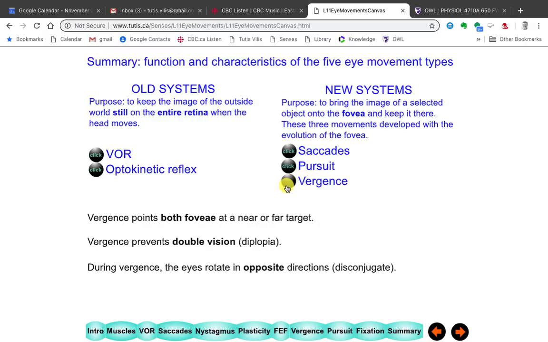And finally, we have the Vergence system, which, because you have two eyes, you want both foveas pointing at the same target, and that's what the Vergence system does. It prevents double vision or diplopia, and during Vergence, the eyes rotate in the opposite direction, unlike saccades.